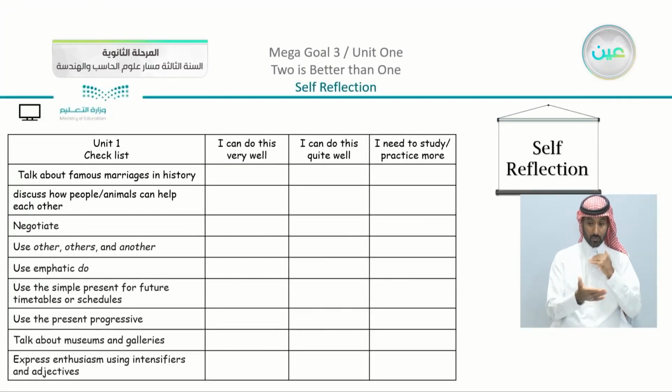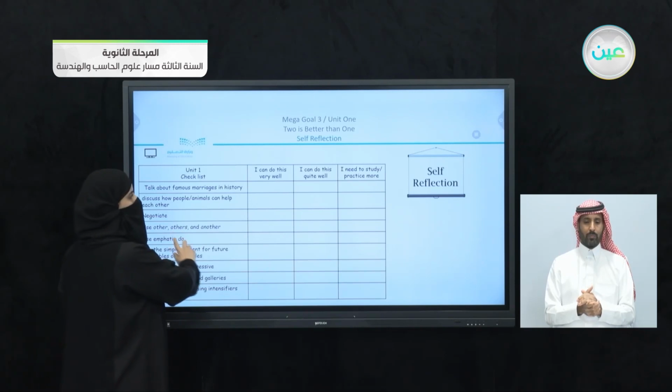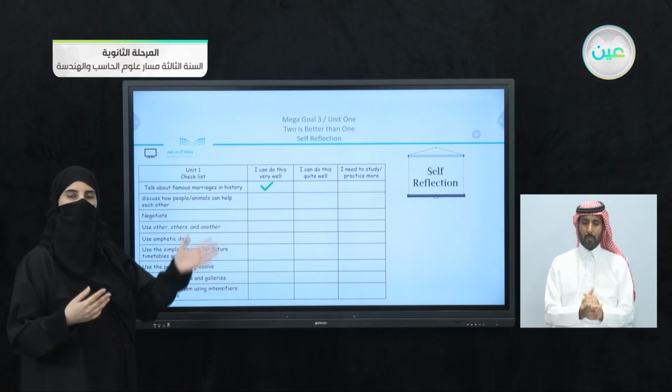Another table that we have. Now the table here is quite easy. We have here the Unit 1 checklist. We have 3 columns. We have the first one, I can do this very well. I can do this quite well. And we have, I need to study or practice more. So we have the first one, for example, talk about famous marriages in history or famous teams. Now, how do you evaluate yourself? What do you find? You can say, for example, that I can do this very well. You can choose any other column based on what you feel.